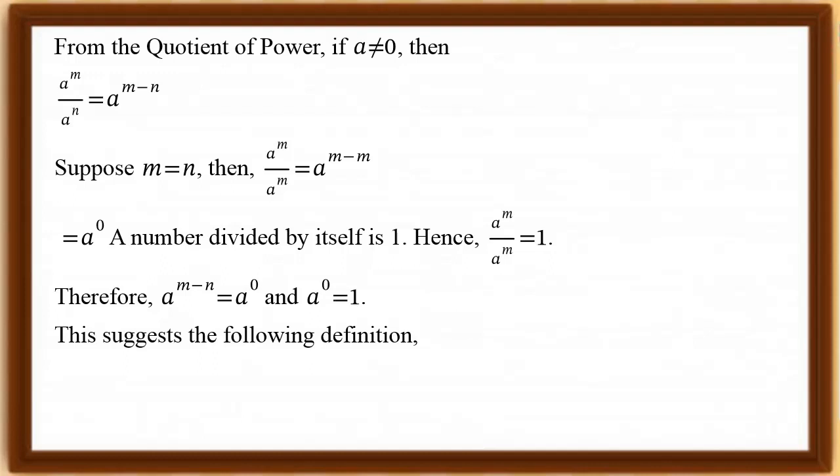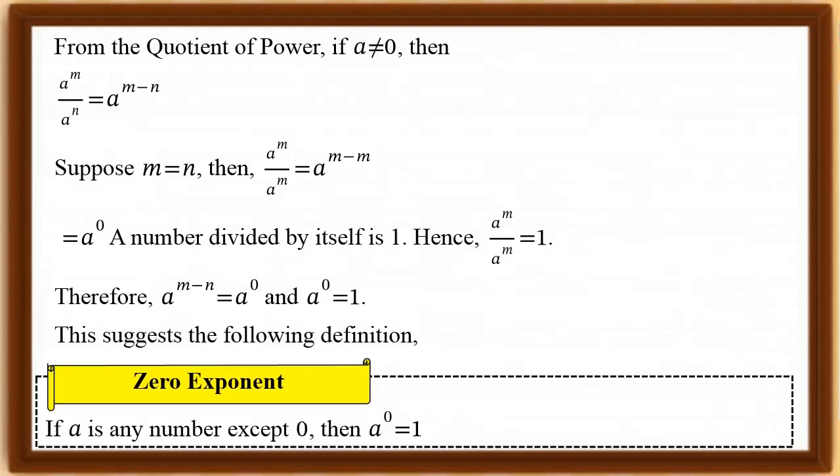Suppose m is equal to n, then a raised to m over a raised to m is equal to a raised to m minus m. So we have a raised to 0. A number divided by itself is 1. Hence, a raised to m over a raised to m is equal to 1. Therefore, a raised to m minus n is equal to a raised to 0, or we have a raised to 0 is equal to 1. This suggests the following definition. We have the zero exponent. If a is any number except 0, then a raised to 0 is equal to 1.